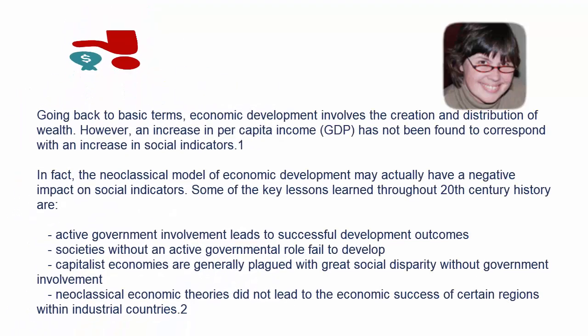Going back to basic terms, economic development involves the creation and distribution of wealth. However, an increase in per capita income, GDP or gross domestic product, has not been found to correspond with an increase in social indicators. In fact, the neoclassical model of economic development may actually have a negative impact on social indicators. Some of the key lessons learned throughout 20th century history are: active government involvement leads to successful development outcomes.